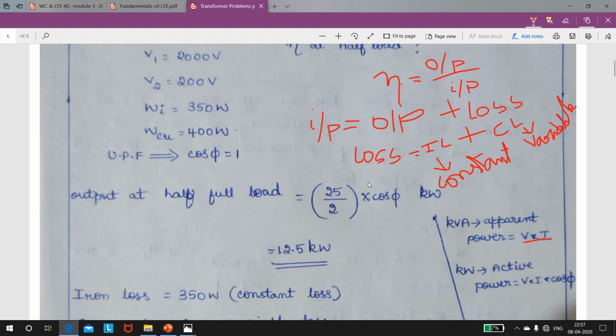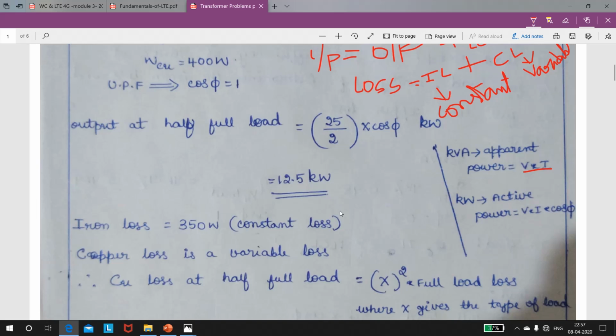Now if they have asked you, for example, 1/4 of the load, that means 25 by 4. So that is the only difference. Since they have asked half load, 25 by 2. If they have asked 1/4 of the load, 25 by 4. Clear? Next.